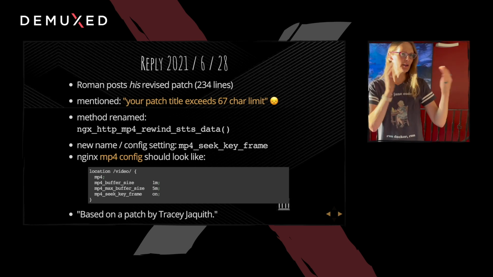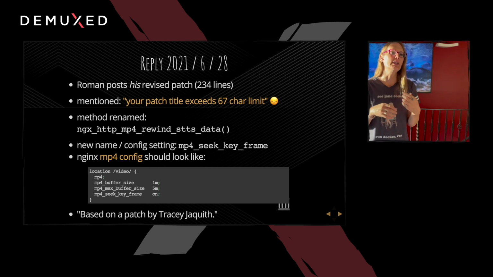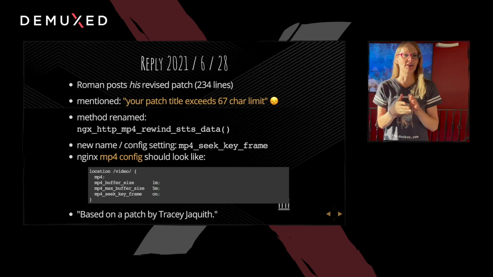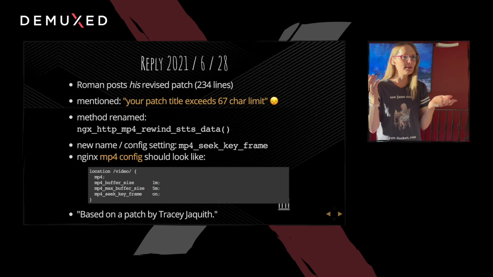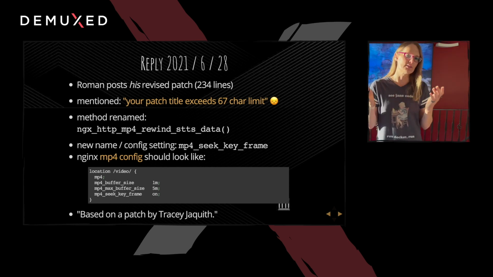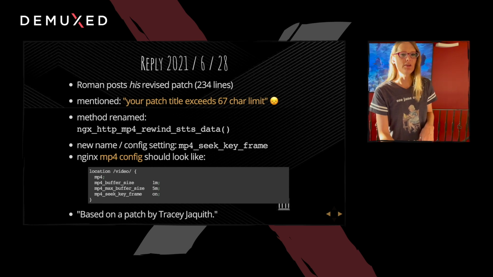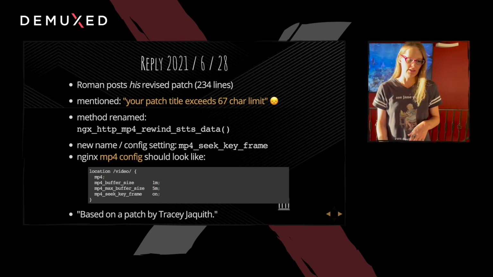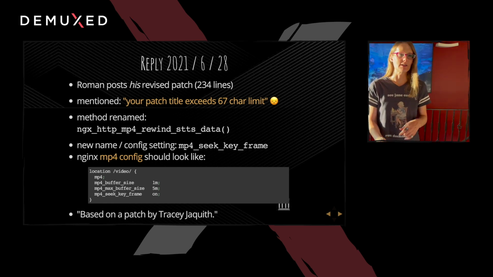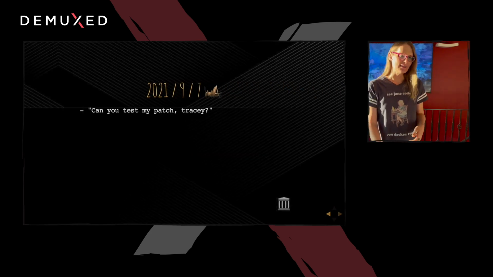He replies, I guess a couple weeks later, with his own revised patch, which I was a little surprised by, but that's okay. And his is 234 lines, where he also mentioned something like, hey, your patch title exceeds 67 characters. I'm like, okay. And he changes the name to "rewind STTS data," which I guess is fine. And we now get the idea that this is going to be the MP4 seek frame config value. So that will be the thing in your nginx config that you'll be able to use, and has the commit marked "based on a patch by Tracey Jaquith." Yay. He also mentions he didn't really test it.